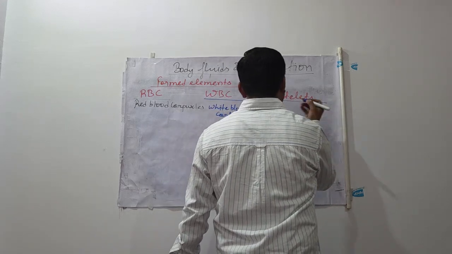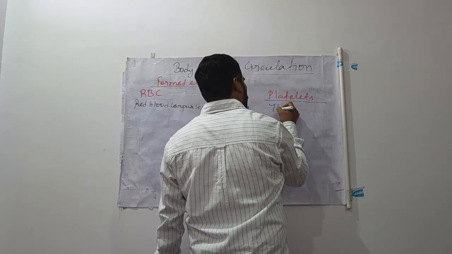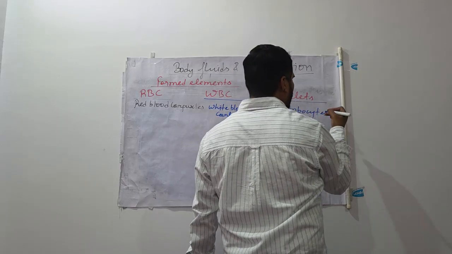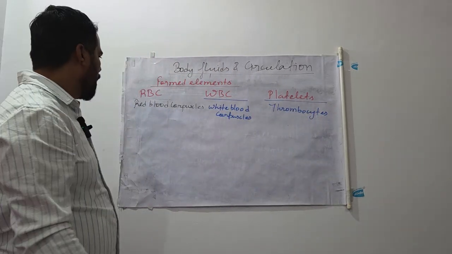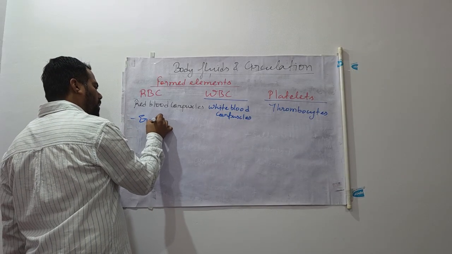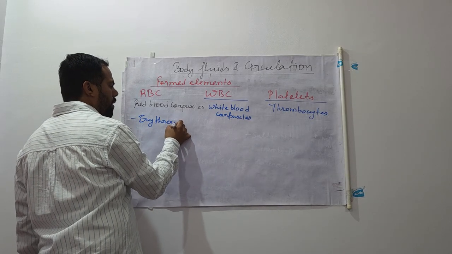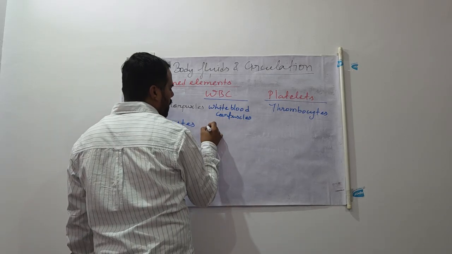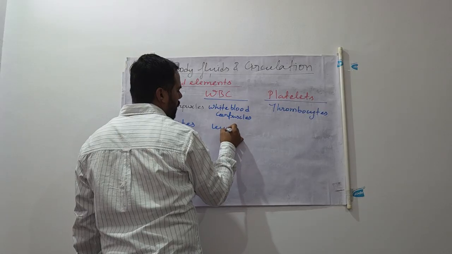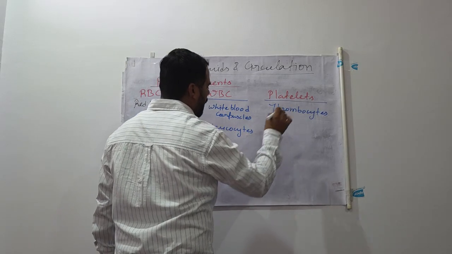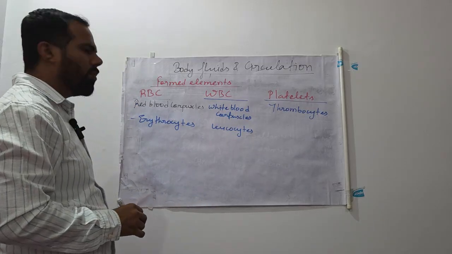And the last is the platelets. Platelets are also known as thrombocytes. The other name of RBC is erythrocytes. Erythro is for erythrin pigment which provides red color. White blood cells are also called leukocytes. And here we will write thrombocytes. Okay.